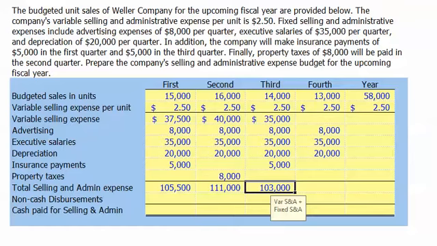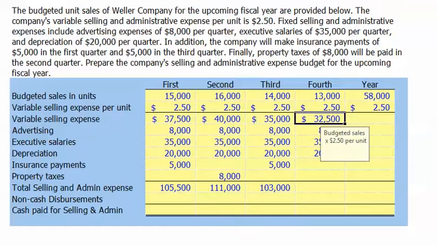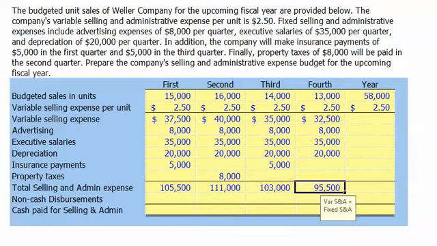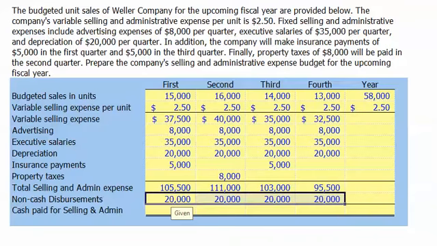For the fourth quarter, our variable selling expenses will be $32,500, which again is our budgeted sales of 13,000 units times $2.50 per unit. When we add to that our fixed expenses, we get total selling and admin expenses of $95,500. To calculate the cash paid for selling and admin expenses, we need to subtract our non-cash disbursements, which we were told was our depreciation expense of $20,000 per quarter.